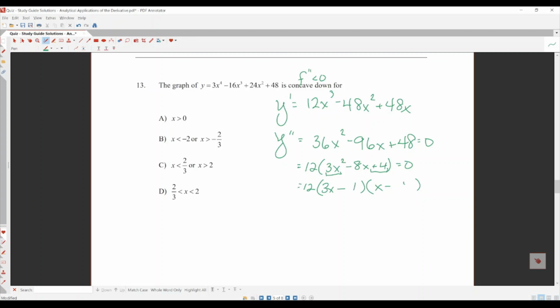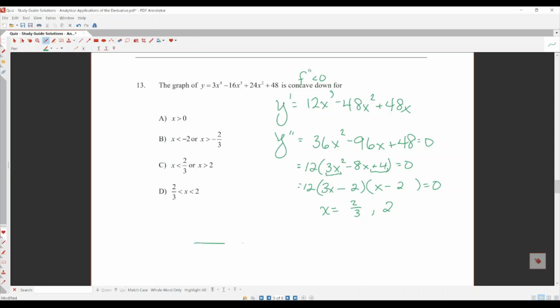So how do we do that? If I try 1 and 4, my outers give me a negative 12, inners a negative 1, that doesn't work. If I try 4 and 1, outers give me a negative 3, inners give me a negative 4, that's negative 7, close, but not quite. And if we do 2 and 2, then the outers give me a negative 6, the inners give me a negative 2, that's negative 8, we're good. So that's going to be 0 when x is, we'll start with the easy one, positive 2. And over here, it's going to be positive 2 over 3.